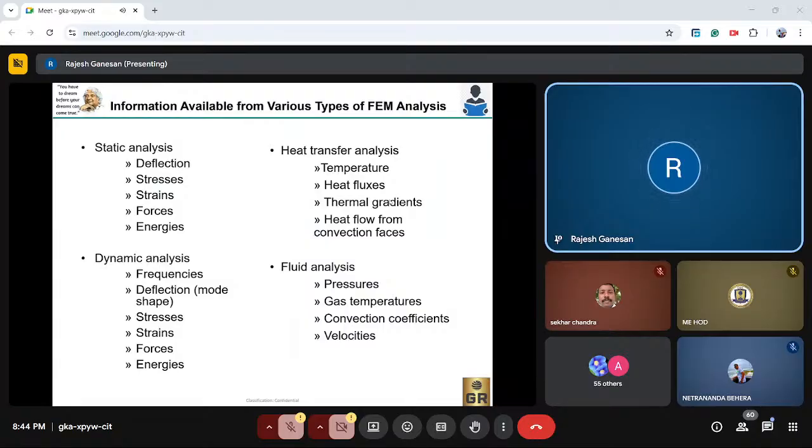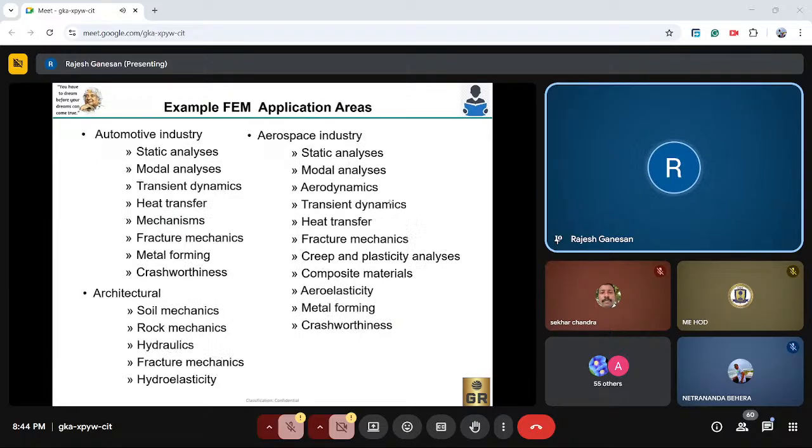Information available from various types of FEM analysis: static analysis, heat transfer analysis, dynamic analysis, fluid analysis. Static, in the sense we can do analysis on deflection, stress, strain, forces, energies, etc. Heat transfer, in the sense temperature, heat fluxes, thermal gradients, heat flow from convection phases, etc. Dynamic analysis, in the sense frequencies, deflections, stress, strain, forces, energies. Then fluid analysis: pressure, gas temperatures, convection coefficients, velocities, etc.